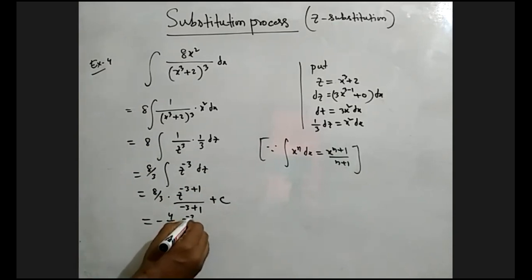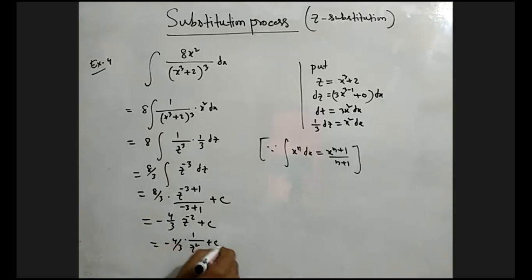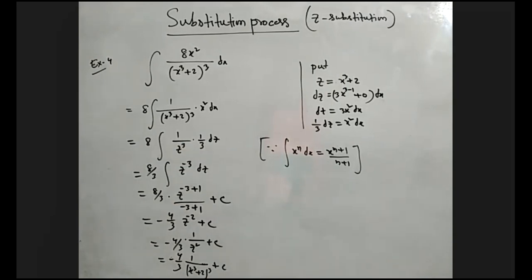Z to the power minus 2 plus c. This means 4 by 3, 1 by z square plus c. 1 by 4 by 3, z 1 by what will be? Z means x cube plus 2 whole cube plus c. This is the result. Very easy by using the substitution process.